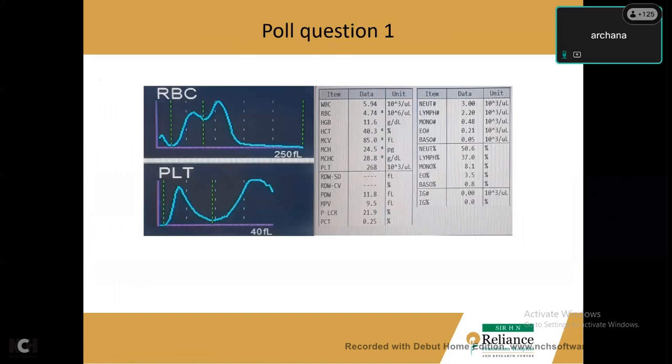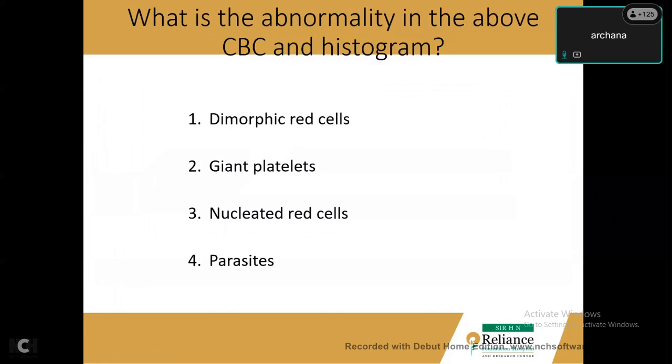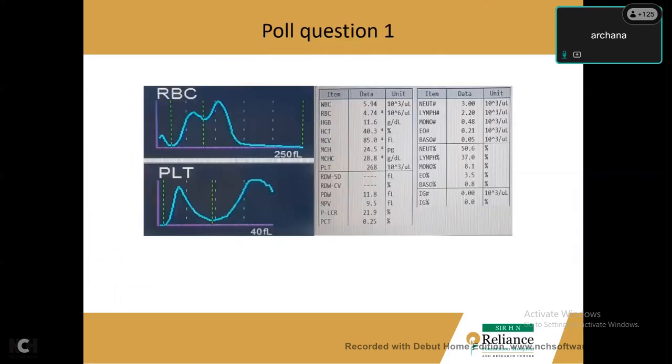This is an RBC and a platelet histogram with the CBC as shown on the side. What is the abnormality in the histogram? Are they dimorphic red cells, giant platelets, nucleated red cells, or parasites? I'll show you the histogram once more.